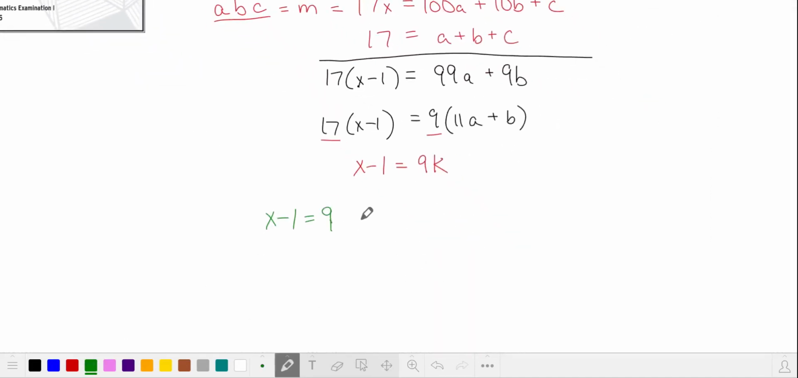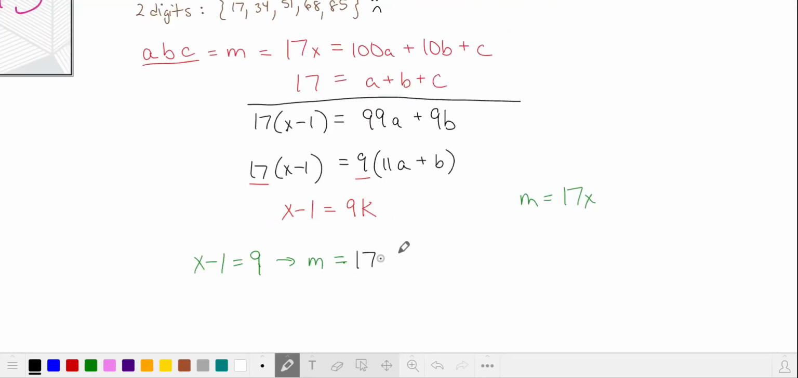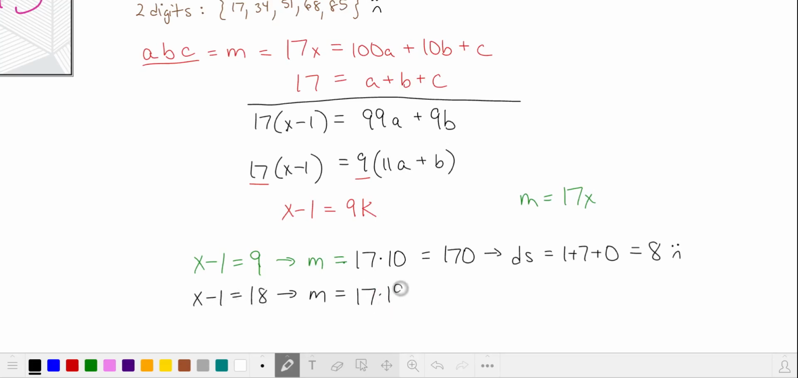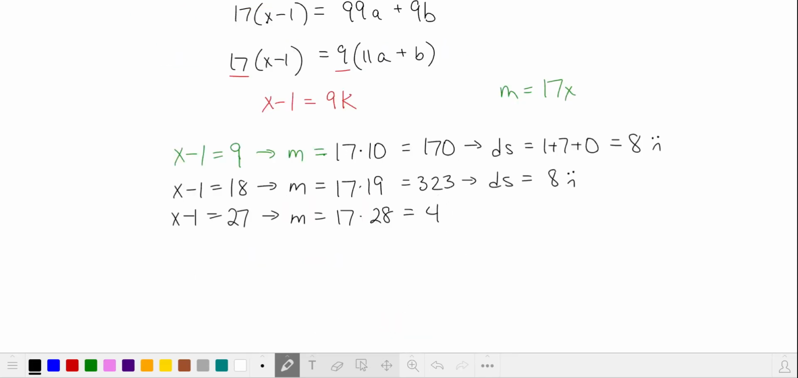If x minus 1 is equal to 9, then m is equal to 17 times 10, or 170. The digit sum is 8, and we need 17. Let's try x minus 1 is equal to 18. Then m is 17 times 19. This is 323, and our digit sum is 8 again. We'll try x minus 1 is 27. m is 17 times 28. This product is 476, and our digit sum is 17. So our answer is 476.